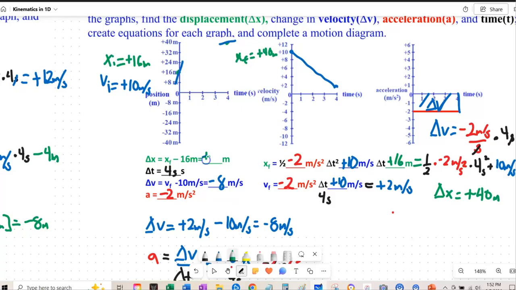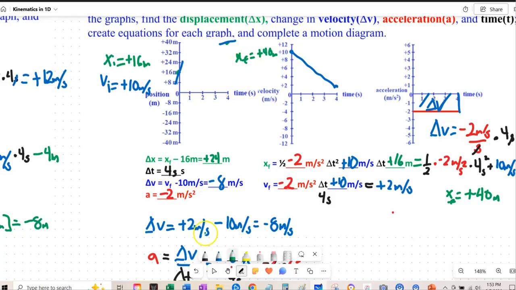Oops, and I should have put a +40 displacement. No, our final position should have been this. Why did I put a delta x here? That should be... I'm confusing myself. Final position is +40. The displacement is going to be 24. Okay, sorry about that. So this is going to be 40 minus 16, so that's a positive 24 displacement.